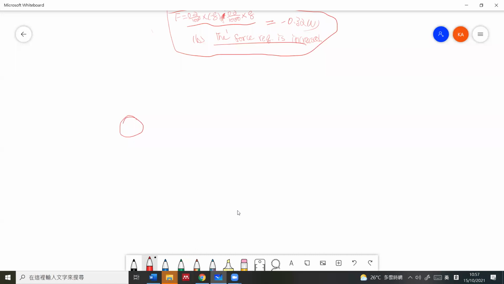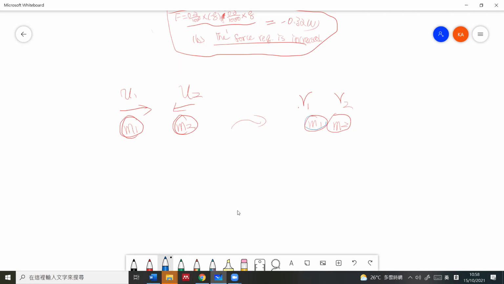So imagine that if two balls collide with each other, okay, they will contact with each other. Okay, so after they collide, then we will have the velocity v1 and v2. Okay, so when they collide, there is force, right?